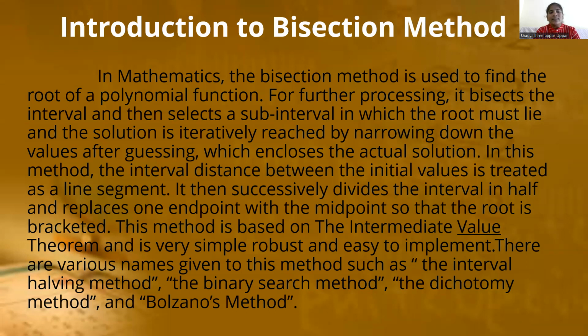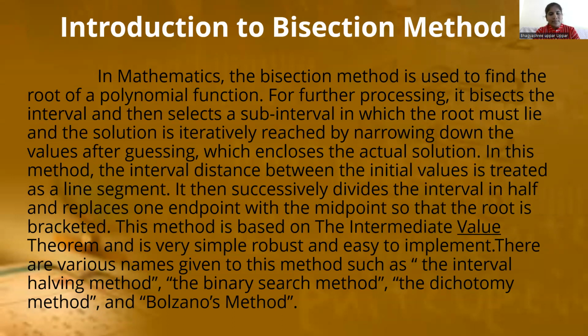In this method, the interval distance between initial values is treated as a line segment. It then successively divides the interval in half and replaces one endpoint with the midpoint so that the root is bracketed. This method is based on the intermediate value theorem and is very simple, robust, and easy to implement.